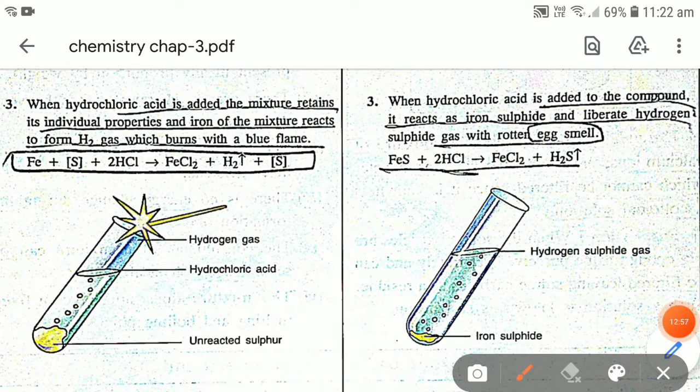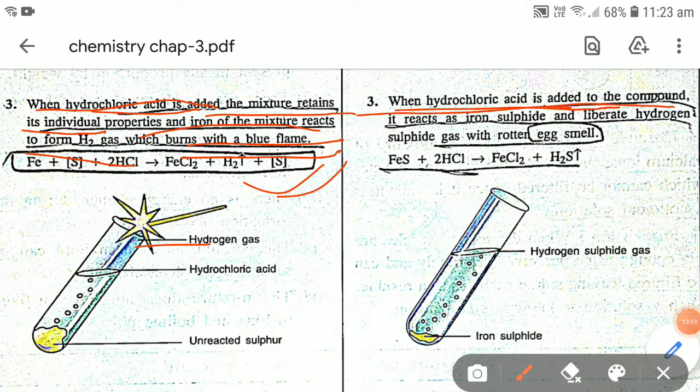So here we have another example. When hydrochloric acid is added, the mixture retains its individual properties, and the iron of the mixture reacts to form H2 gas, which burns with a blue flame. Please read these equations. Then when hydrochloric acid is added to the compound, which compound? The iron sulfide, it reacts and liberates hydrogen sulfide gas with a rotten egg smell. So also read this equation. I hope the concept is clear because diagrams are shown here.